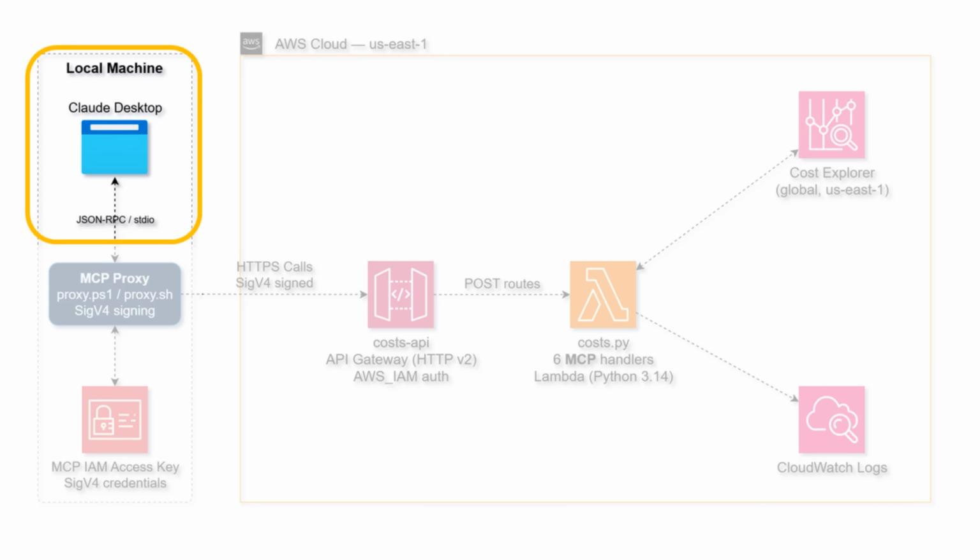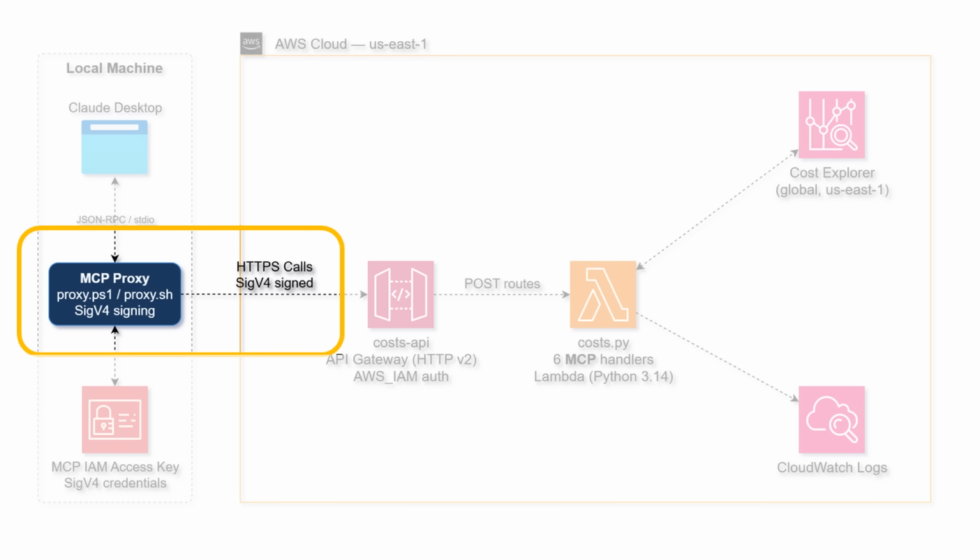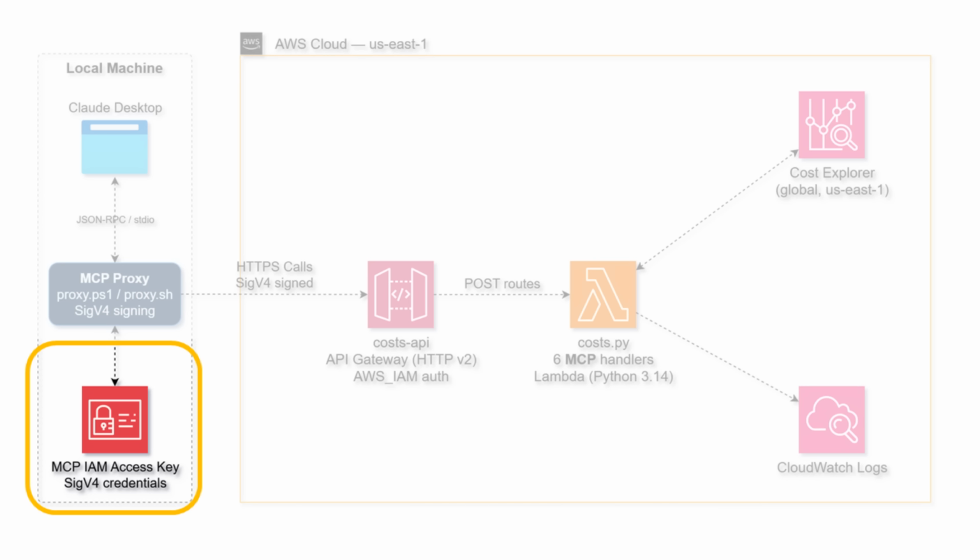We start with the AI client, in this case Claude Desktop, issuing MCP tool calls over standard JSON RPC. Those calls are handled by a lightweight MCP proxy. The proxy acts as a bridge, translating local MCP requests into HTTPS calls. The proxy uses IAM credentials to sign every request, so nothing reaches AWS without authentication.